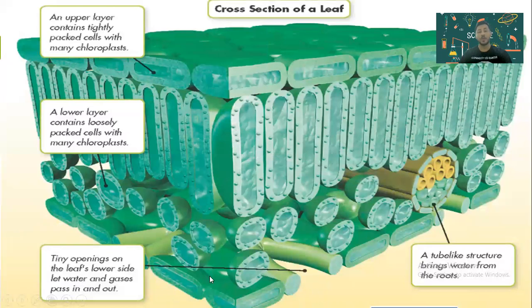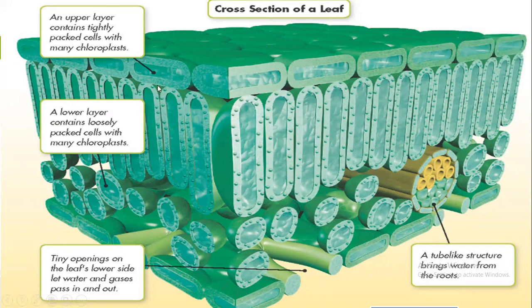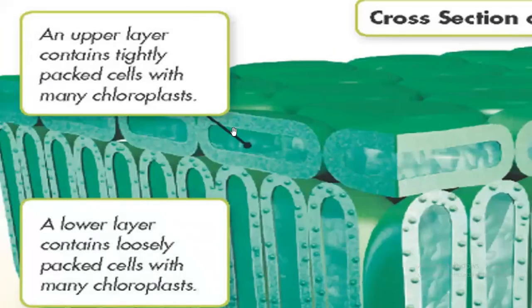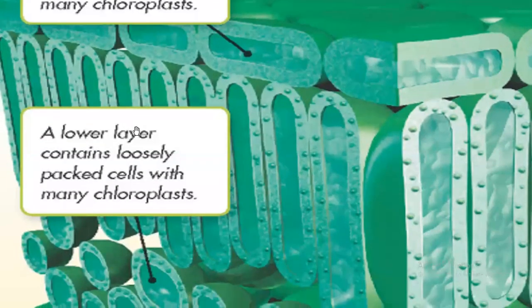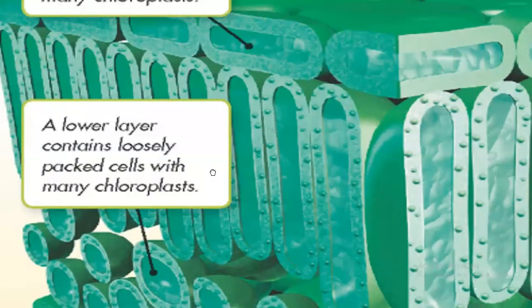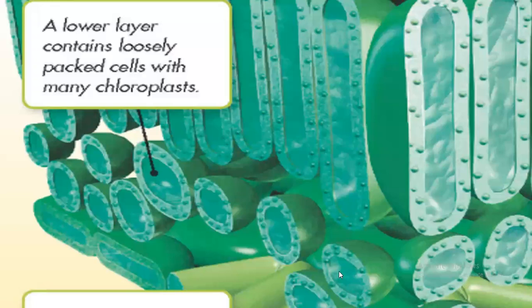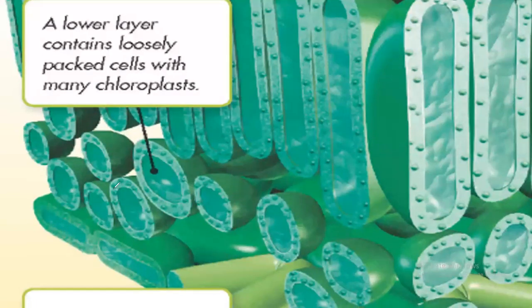Now we're going to take a closer look, using a microscope, at a cross-section of a leaf. And what is that leaf made of? The upper part of the leaf is made of what? It contains tightly packed cells with many chloroplasts. And the second layer, the lower layer, contains loosely packed cells, called spongy tissue, with many chloroplasts also.